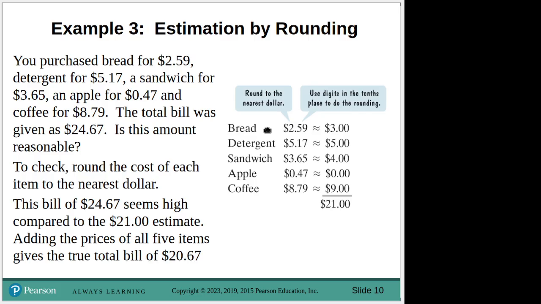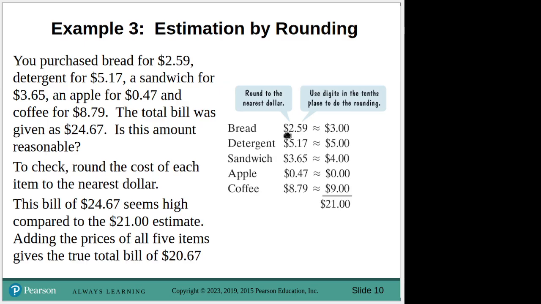Now, estimating by rounding is used often. I do this all the time when I'm in the grocery store. I will look at the price of things I have, I'll round them, and I usually round to the nearest dollar, which is what this example is doing. It takes a list of different items and rounds them to the nearest dollar.